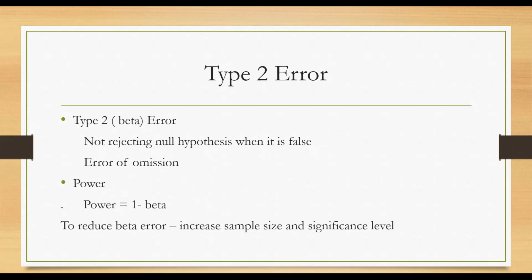Moving to the type 2 error, it is called beta error, and it is false negative. It is also called false negativity. In this, the investigator does not reject the null hypothesis when it is false. That is, there is an association between the two variables, but the hypothesis by chance states that there is no association between the two variables. It is also the error of omission.